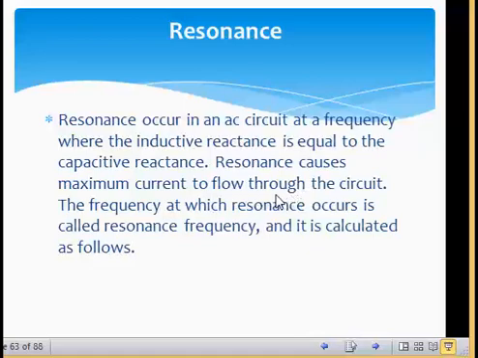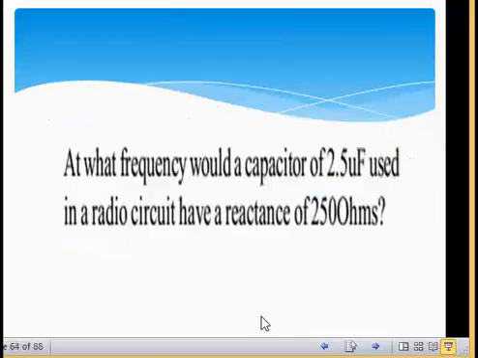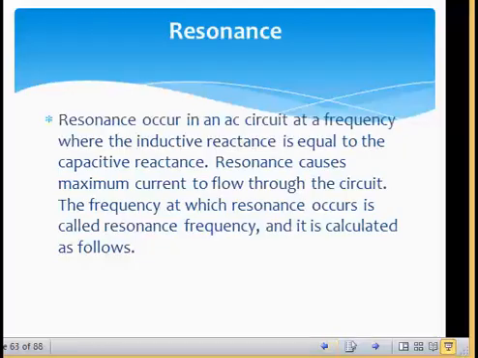Remember, the total reactance is always given as XL minus XC. If they are equal, they will cancel out. Then the reactance becomes zero. That opposition based on reactance becomes zero, so the circuit will only be resistive. Let me illustrate what I mean. Let's go to the board.